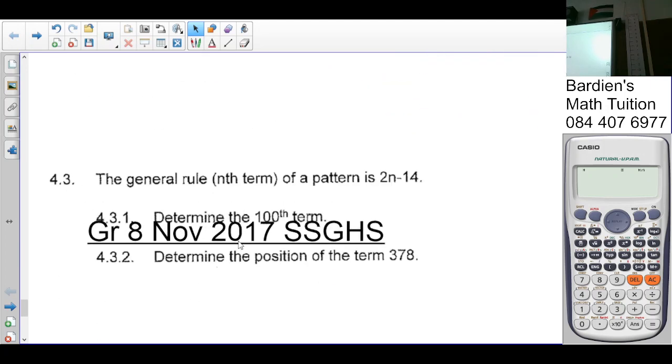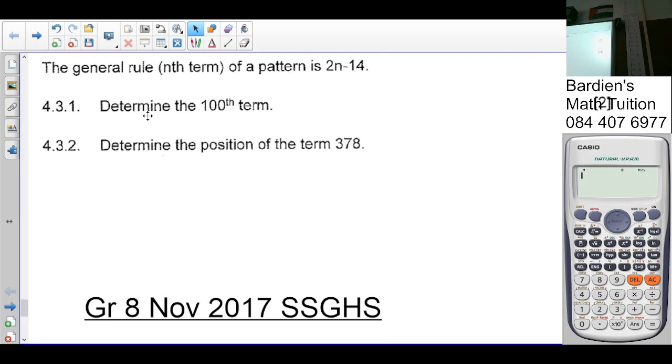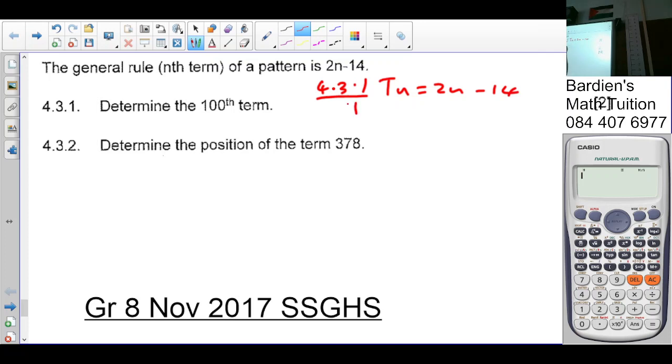Let's look at the next question. We are told that the general rule for the nth term is Tn is equal to 2n minus 14. Determine the value of the 100th term. Term 100. If Tn is 2n minus 14, wherever I see n, I put 100. So it will be 200 minus 14. It's going to be 186. Is that correct? Right.